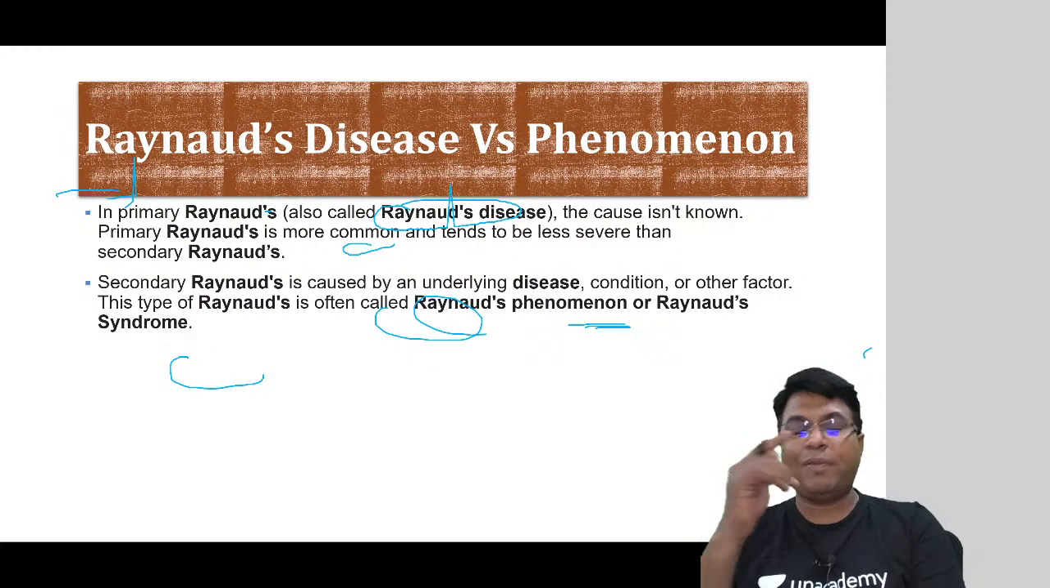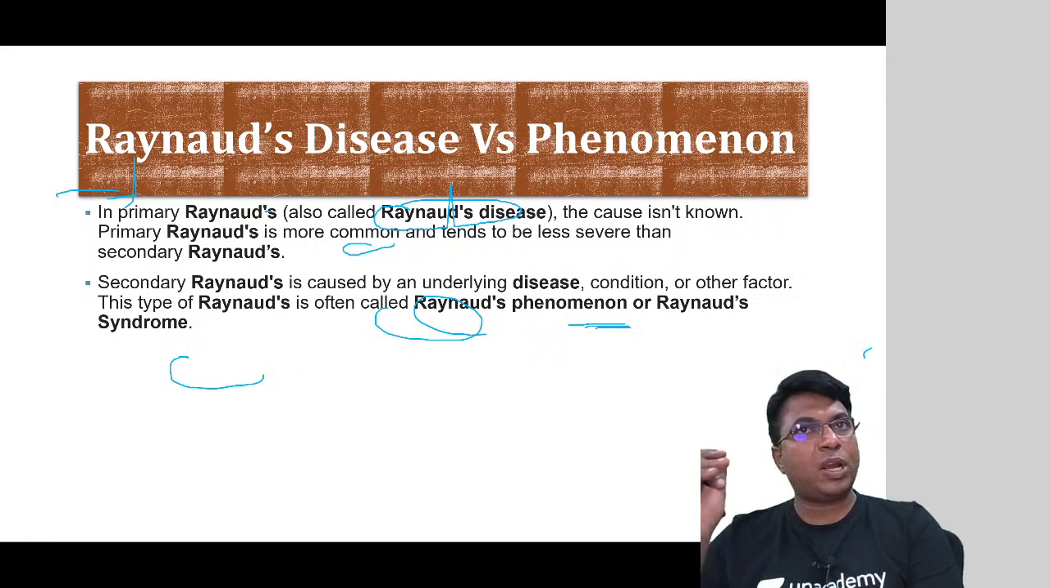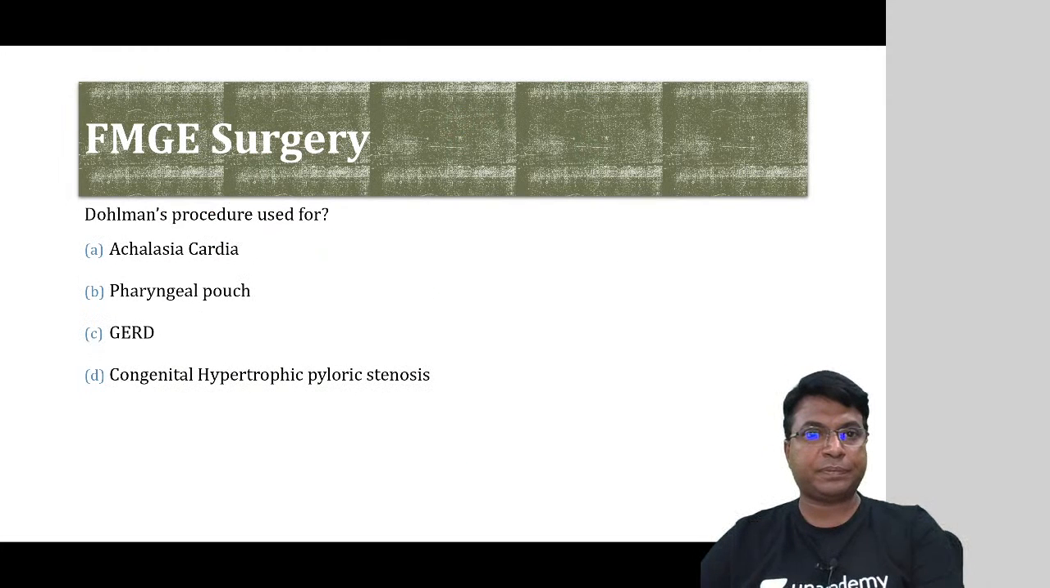The point is, many people will be asking, what is Raynaud's disease? What is Raynaud's phenomenon? Raynaud's disease is primary. Raynaud's phenomenon is secondary. Secondary means a known cause is present.